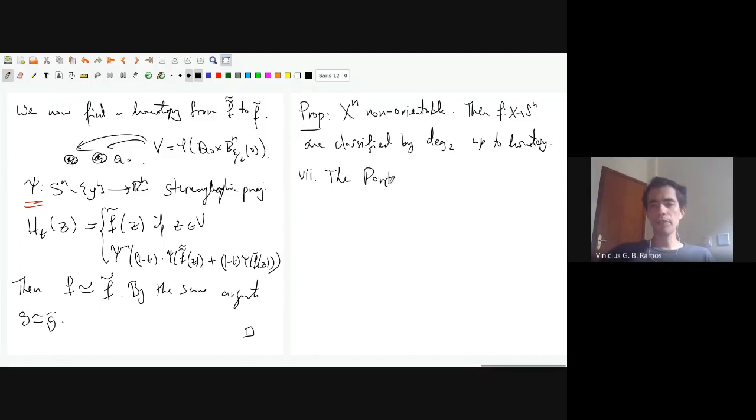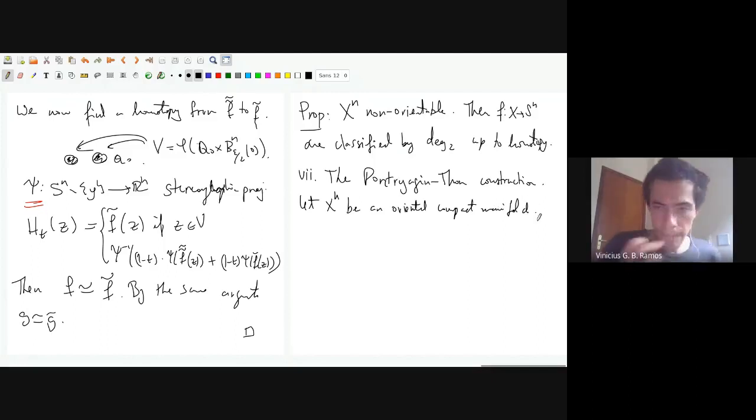Okay, so let's talk about the Pontryagin-Thom construction. Actually, here it's a similar story, because I think Thom originally constructed something like this, but just for maps of spheres, and Pontryagin generalized this for other manifolds. So the setup here is, you take X^n to be an oriented, compact manifold, and you don't have to assume it's connected quite yet.